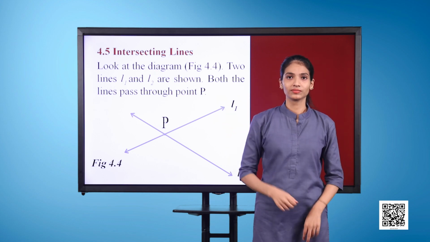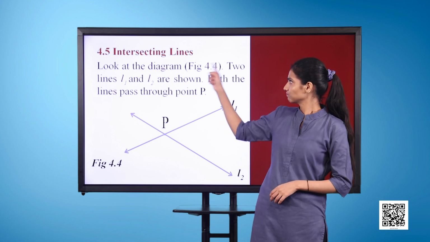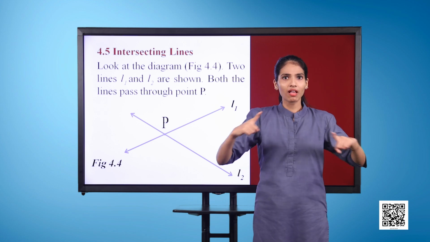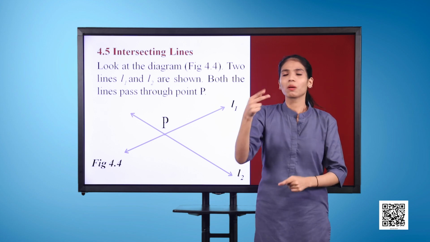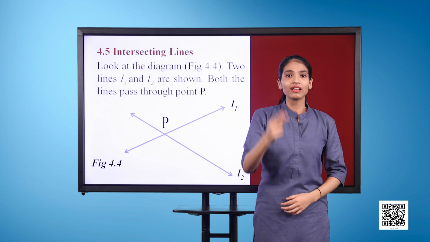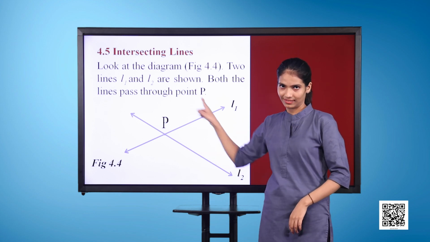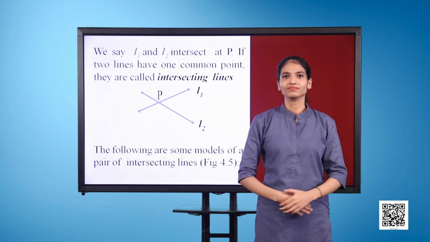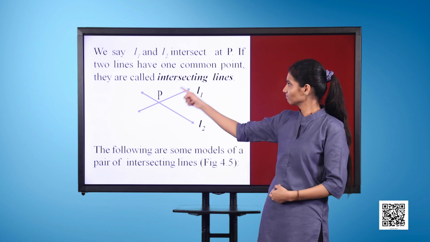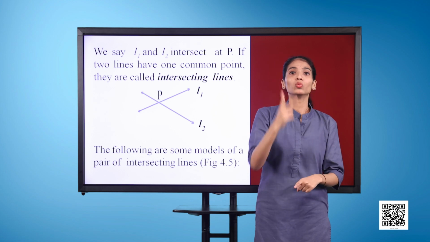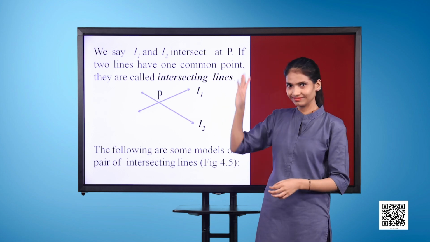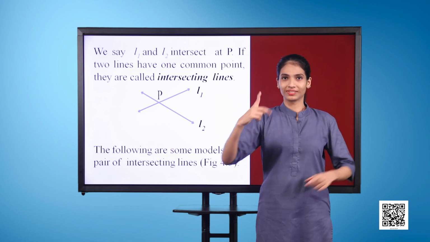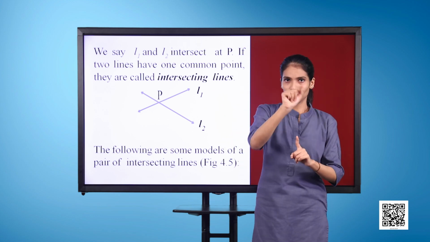4.5. Intersecting lines. Look at the diagram, Figure 4.4. Two lines L1 and L2 are shown. Both the lines pass through point P. We say L1 and L2 intersect at P. If two lines have one common point, they are called intersecting lines.